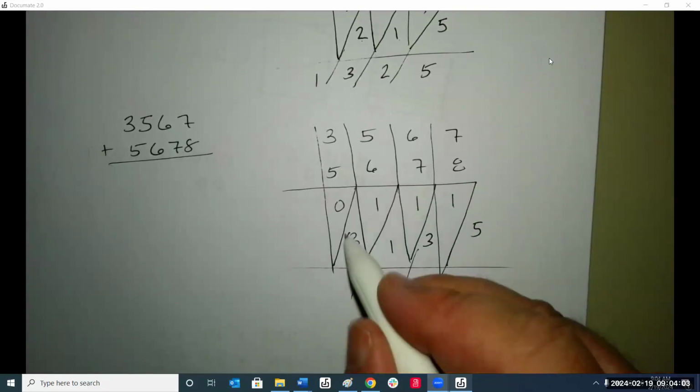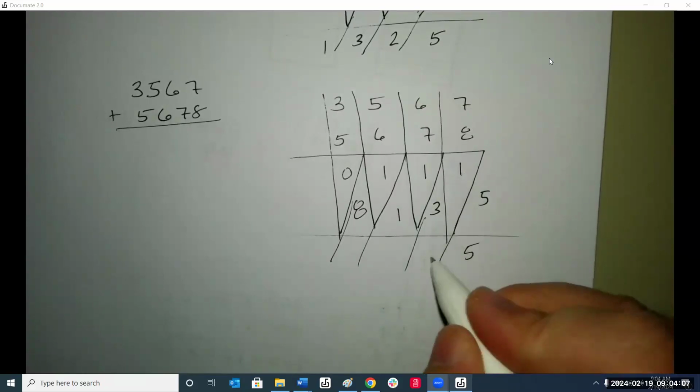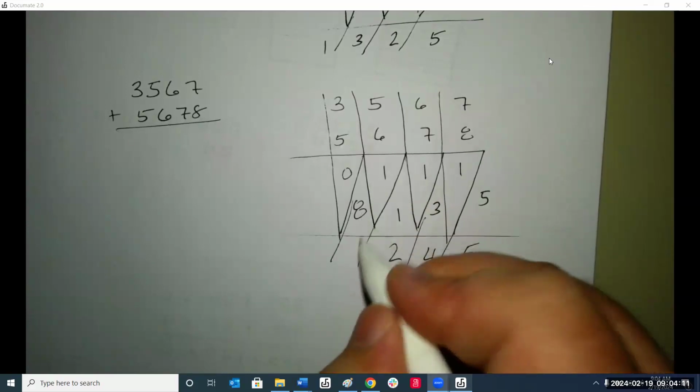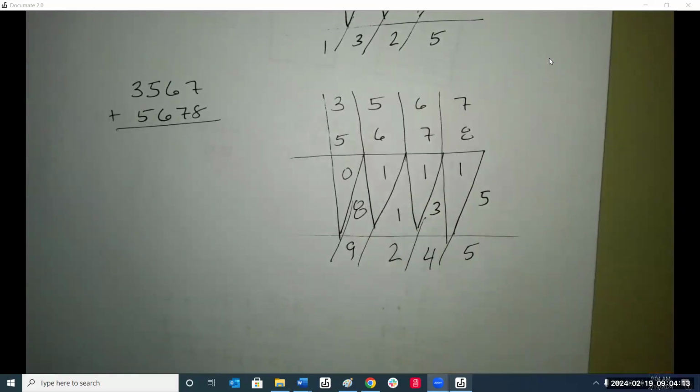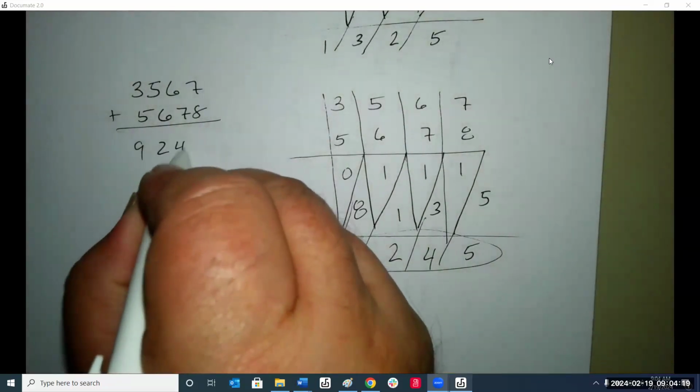Extend these diagonals. So 5. 1 plus 3 is 4. 1 plus 1 is 2. 8 plus 1 is 9. So the answer is 9, 2, 4, 5.